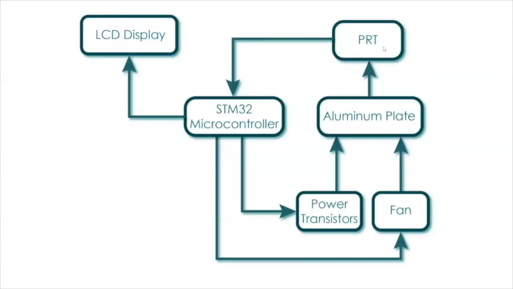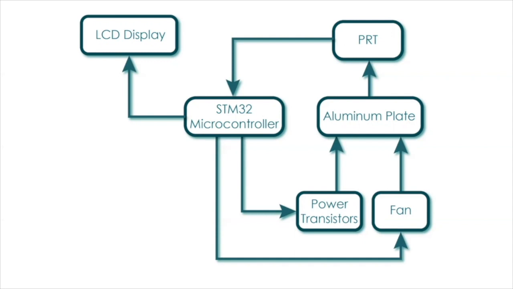Here is a high-level flowchart to better understand how our product works. A PRT, or platinum resistance thermometer, is inserted into the aluminum plate. A PRT is a highly accurate and linear thermistor. The change in the PRT due to change in temperature is measured through means of an STM32 microcontroller board.